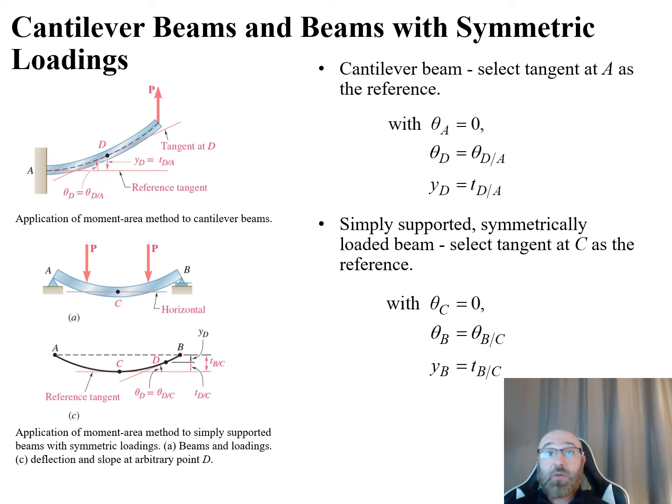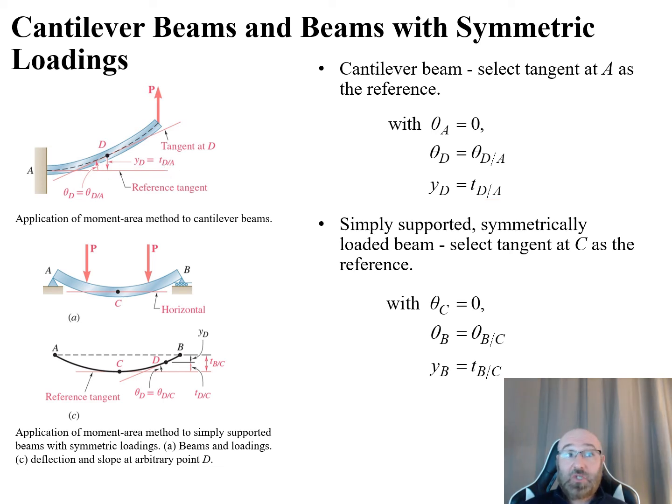On the other hand, if we're looking for our deflection, our y sub D, the deflection y D of point D, which again is any arbitrary point along this beam, it is going to be equal to the tangential deviation, our t D over A. This is measured from the horizontal reference tangent at A and can be obtained using the second moment area theorem. So we can see there's our y sub D equal to this t D over A, and that's that distance there at some point D.